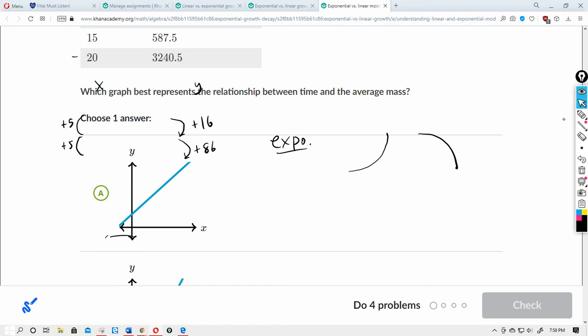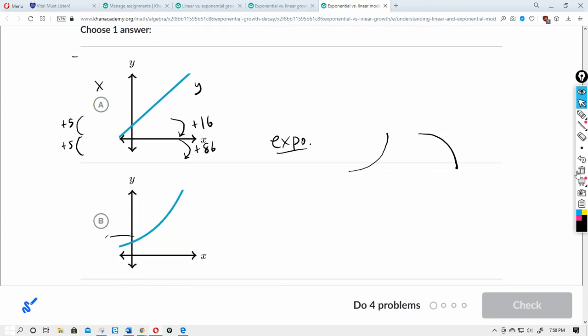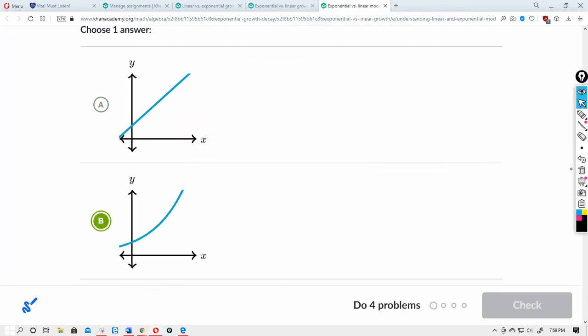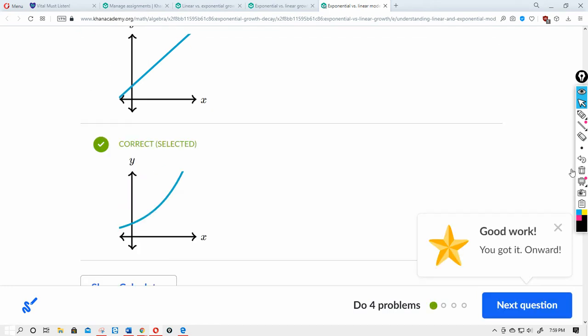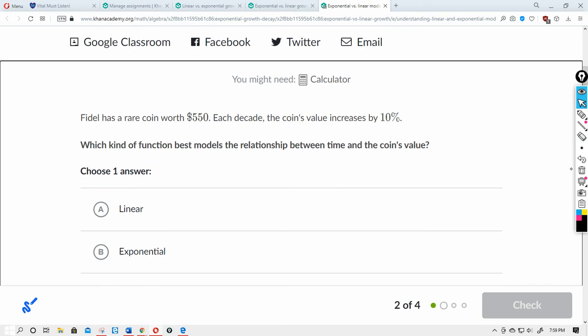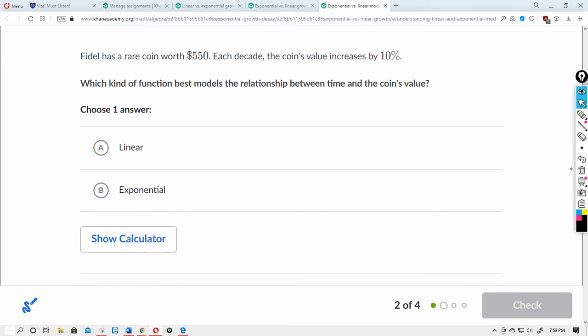All right, so here you go. It's either A or B. And it's definitely B. It's definitely a curve. There's no other answers. So I think these are all the same.